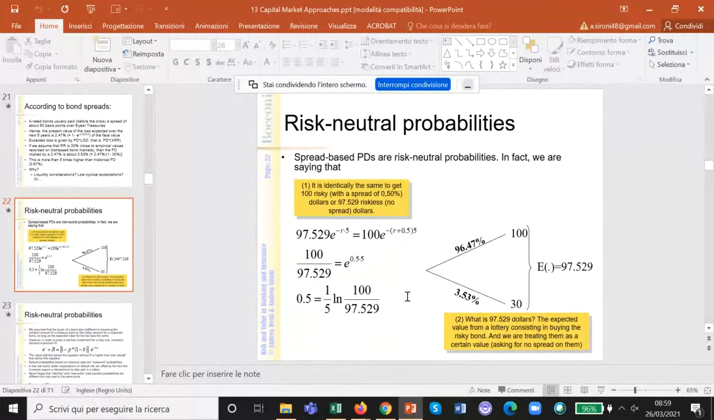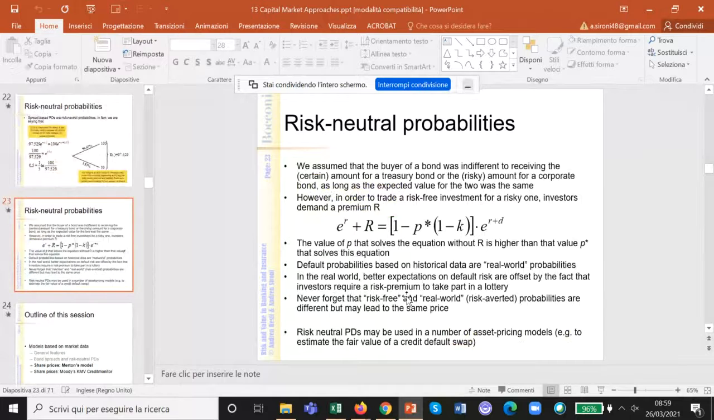Okay, so that's basically the main reason why risk-neutral PDs, like the ones that can be estimated from bond spreads, tend to be larger than the real PDs. Then let's say the empirical default frequency. But clearly, and that's what is in these slides, the value of P that solves the equation without R is higher than the value of P that solves this equation.